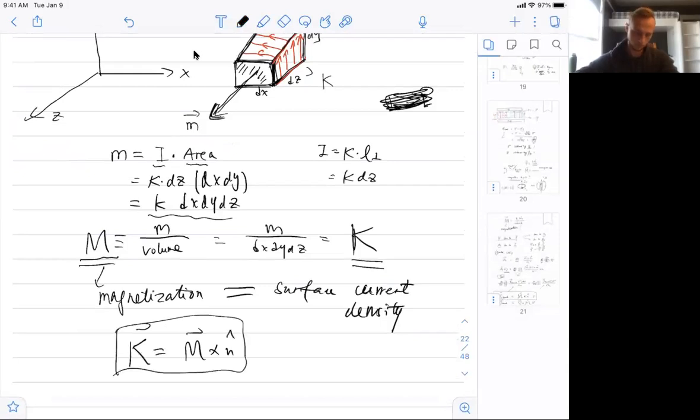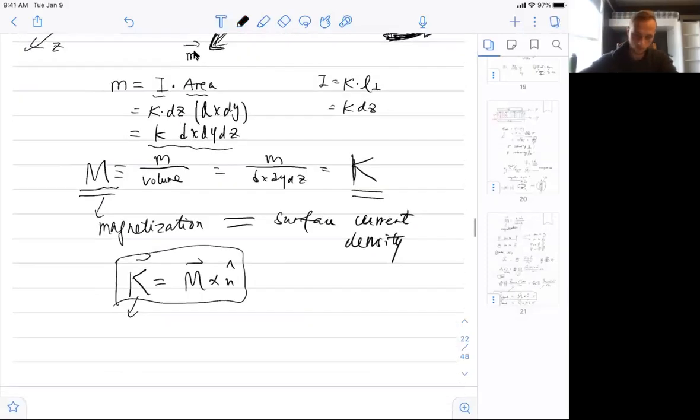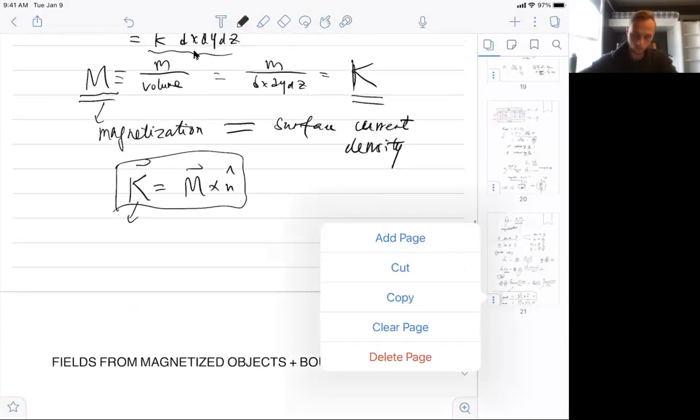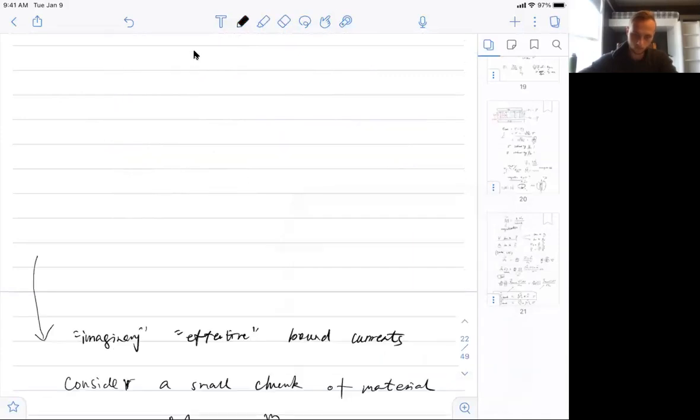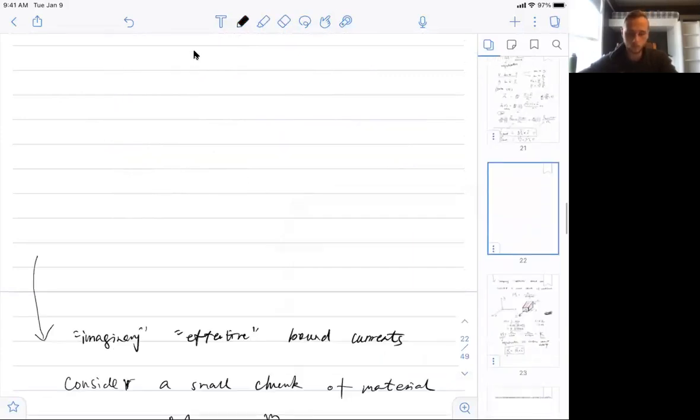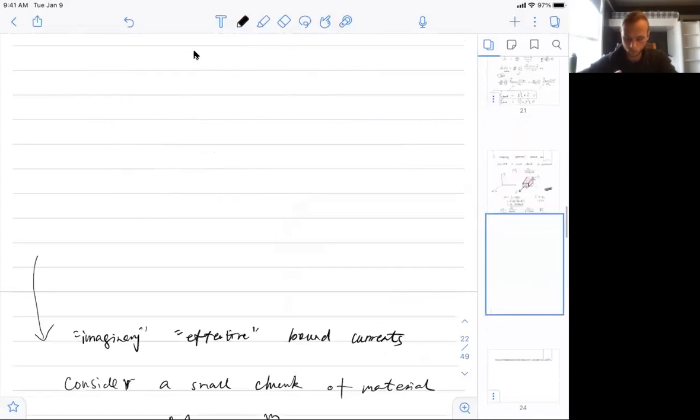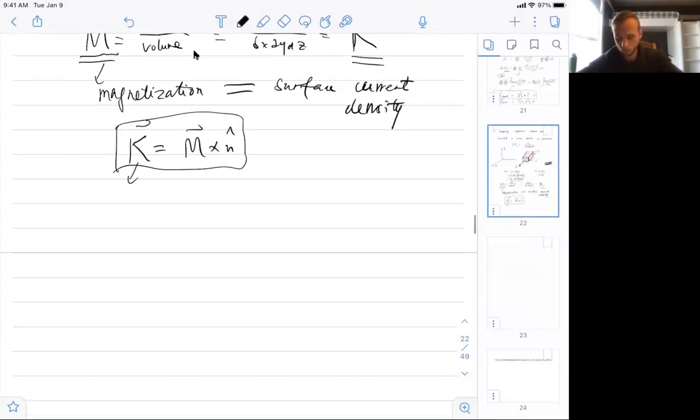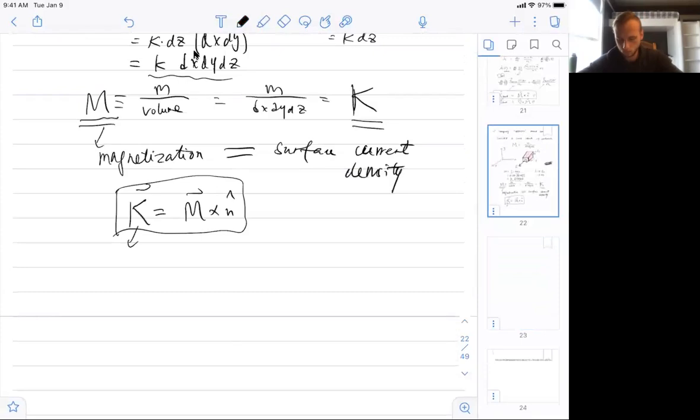Okay, so let's look at one of the surfaces, for example, the direction of K, the surface bound currents. You can see that I have many little chunks inside my material. Each chunk is like a little magnetic dipole moment. So I'm going to draw a few little chunks like this.